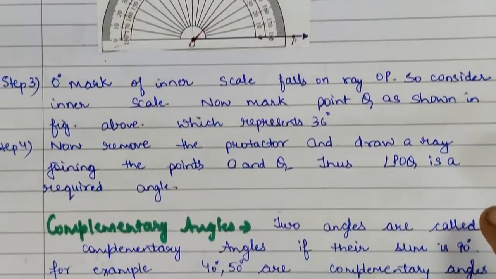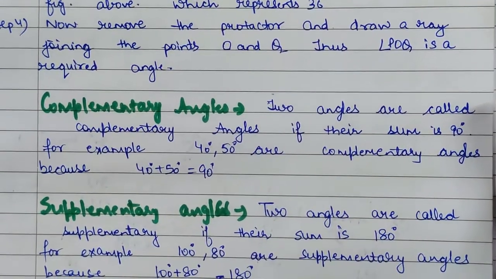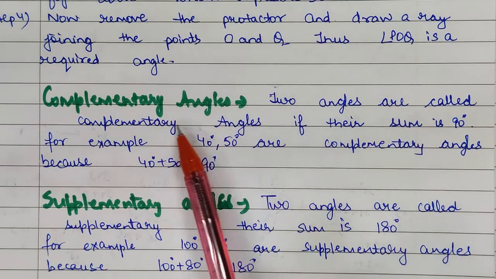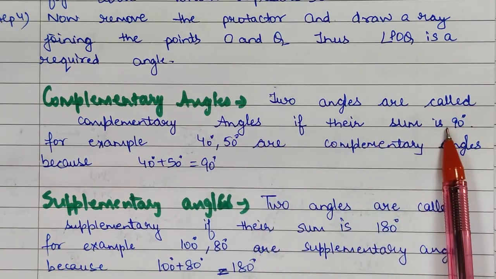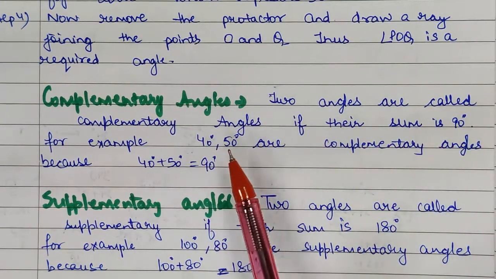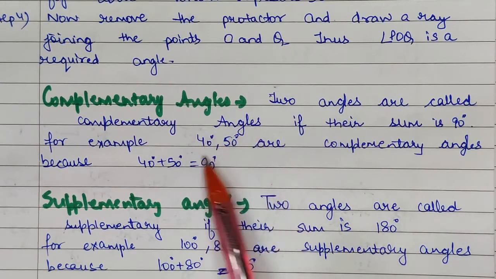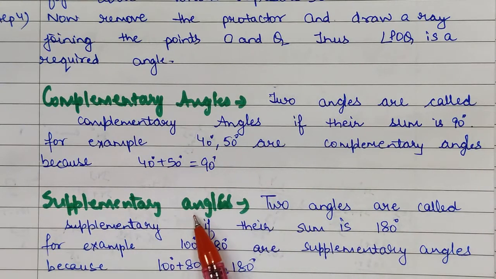Next one is complementary angle and supplementary angle. Complementary angles means two angles are complementary if their sum is 90 degree. For example, 40 degree and 50 degree, they both are complementary angles because their sum is 90 degree. And the supplementary angles are those angles whose sum is 180 degree. For example, 100 degree and 80 degree. They are supplementary angles. Why? Because 100 plus 80 is equal to 180 degree.